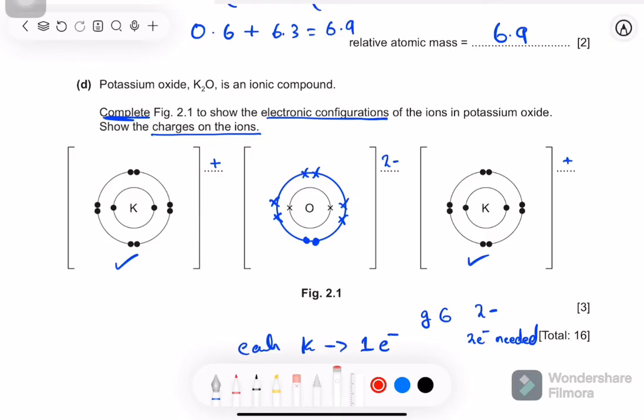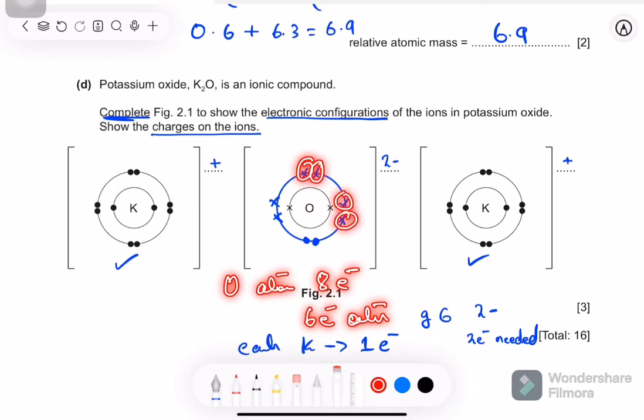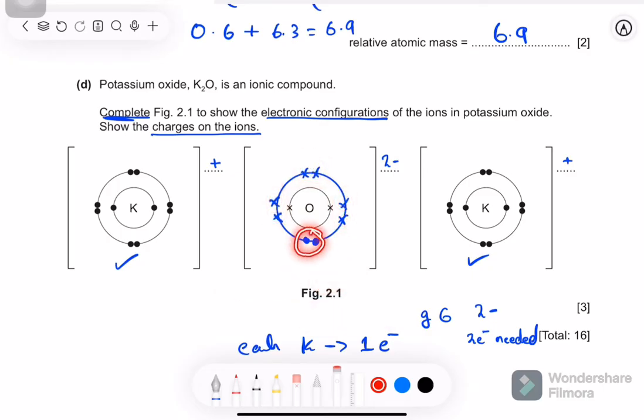An oxygen atom has 8 electrons and 6 electrons in its outer shell. So 1, 2, 3, 4, 5, 6 in its outer shell, and 2 from each potassium, 1, 1.